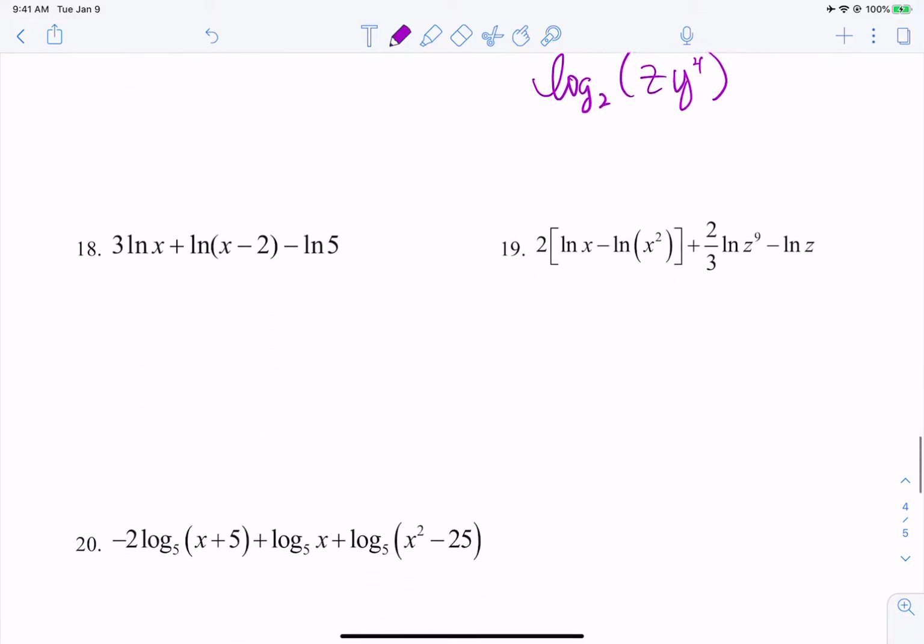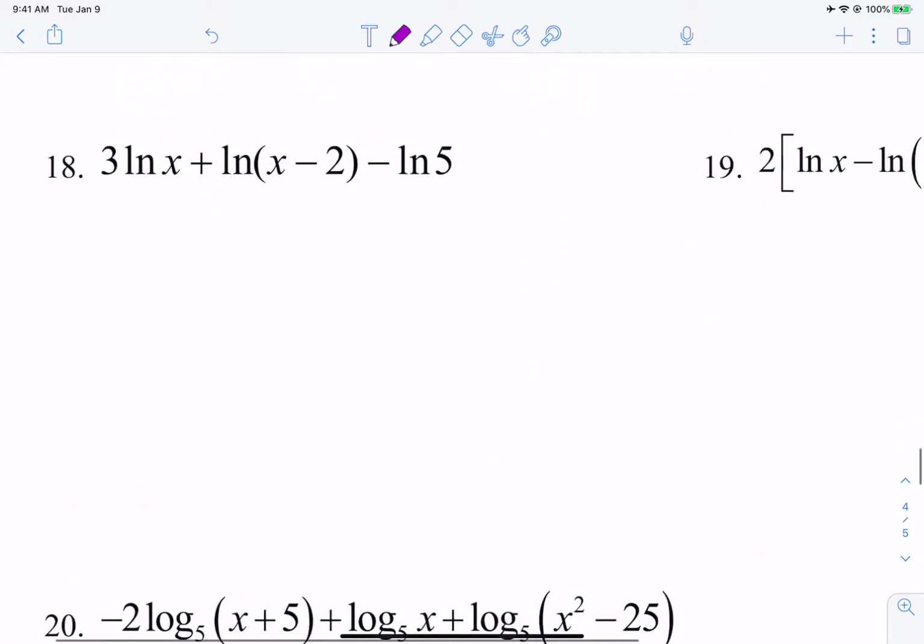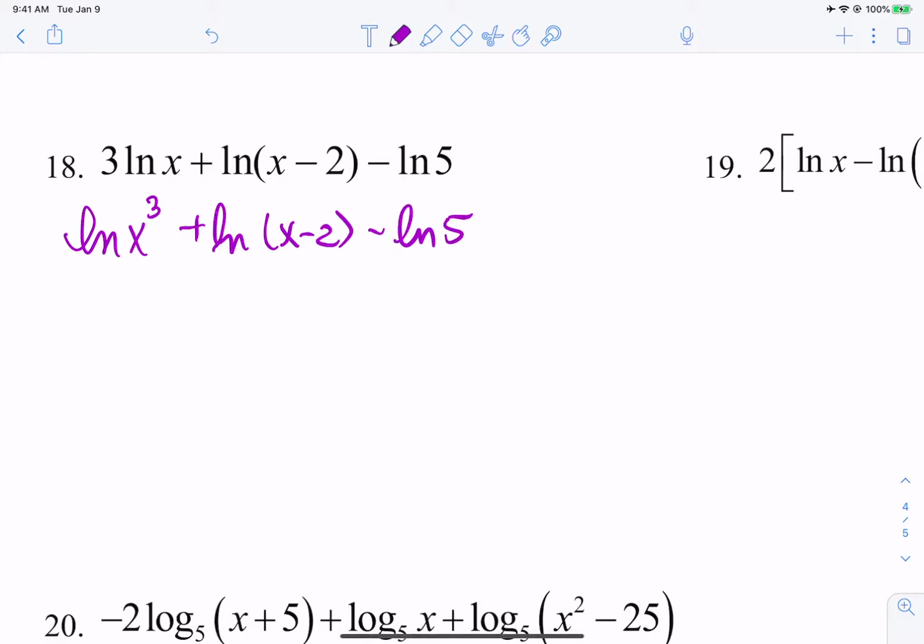Let's move on to 18. So for 18, first thing I notice is this 3. That is the only coefficient out in front, so the 3's got to come in. That's our first step. So this would be the natural log of x cubed plus the natural log of x minus 2 minus the natural log of 5.